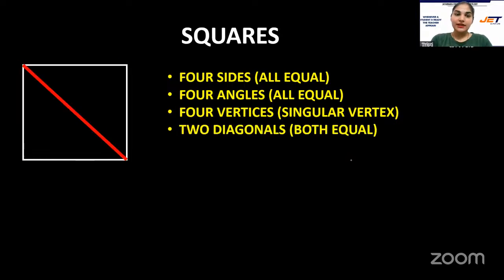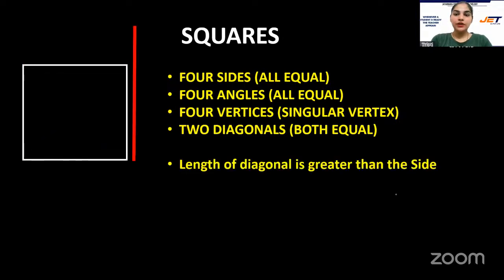Two diagonals, and both of the diagonals are equal, right? Both of the diagonals are equal. Now over here, four sides, all are equal. Four angles, all are equal. Four vertices, there are four corners. Two diagonals, both are equal.